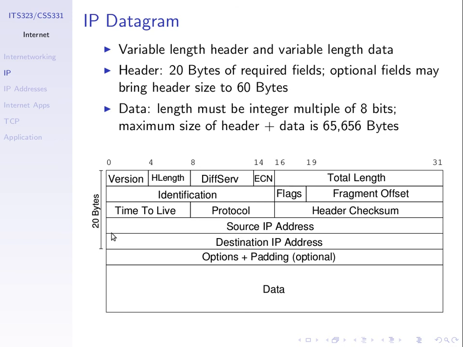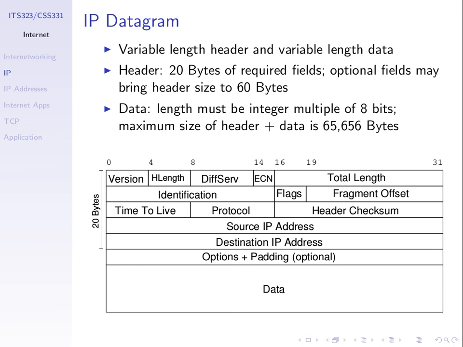The IP datagram contains a header plus data. By default, the header contains 20 bytes of information, and then a variable length of data. There's an upper limit. The total size is limited to about 65,000 bytes. Usually that's not reached. Usually it's much smaller than that.